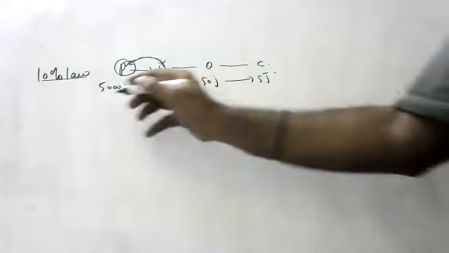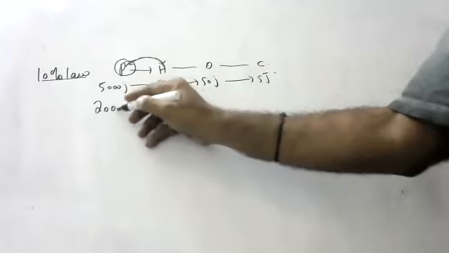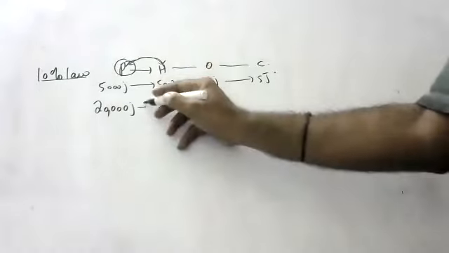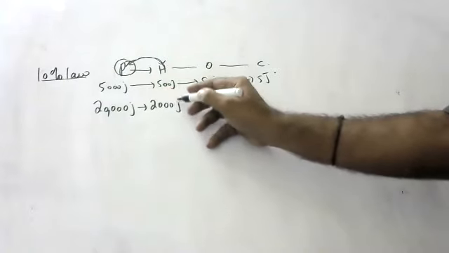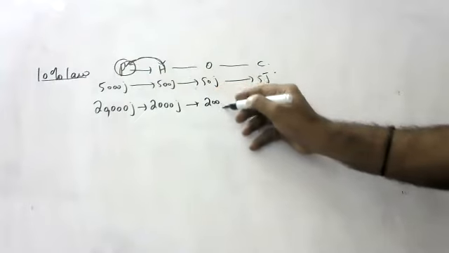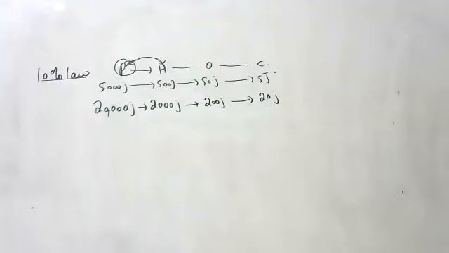Those who didn't understand, one more example I'm giving. Suppose at the producer level, 20,000 joules of energy is there. When herbivores eat producers, 2000 joules will come. Decrease by 10. When omnivores eat herbivores, 200 joules will come. When carnivores eat omnivores, 20 joules will come.